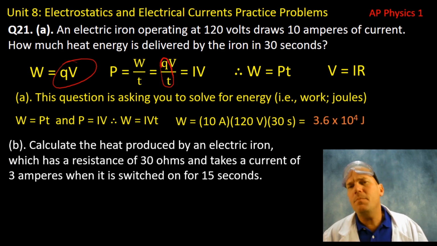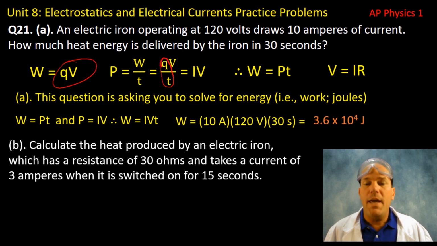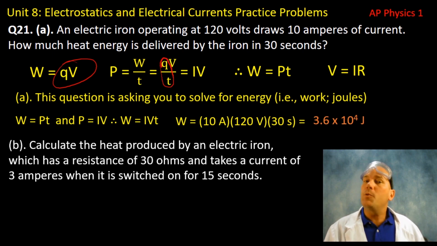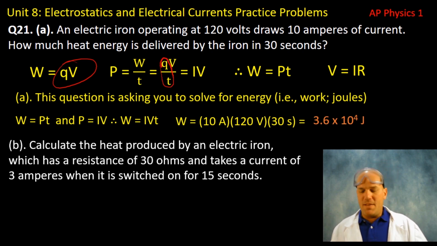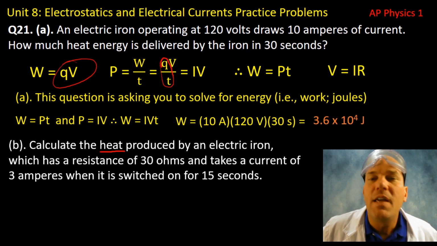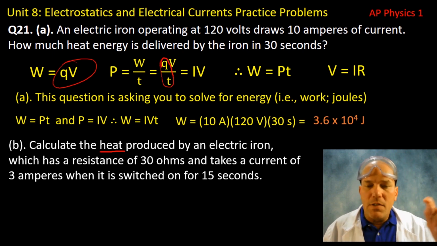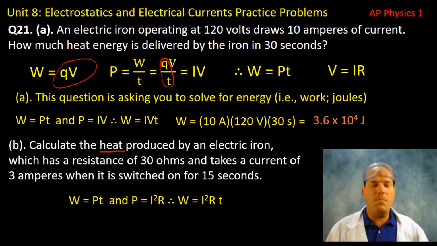Calculate the heat produced by an electric iron which has a resistance of 30 ohms and takes a current of 3 amperes when it is switched on for 15 seconds. So you're given that amount of time. And in this question, calculate the amount of heat energy. So we're going to, again, be using several of these expressions, rearranging them.